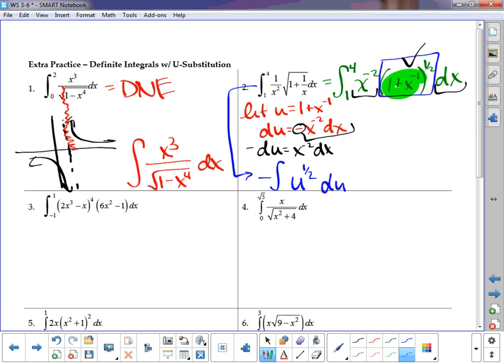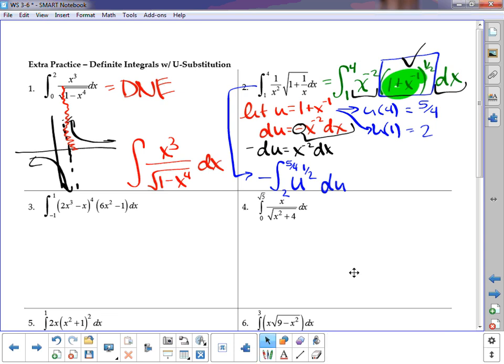Okay, I need to rewrite my bounds. So I'm going to do u of 4 and u of 1. So let's see, u of 4, taking 4 and putting it in 1 plus 1/4, so 5/4. And taking 1 and putting it in, 1 plus 1 is 2. So now my new bounds are 2 to 5/4. Again, you could go ahead and switch the bounds to make that positive, whichever you prefer. I'm going to do that.